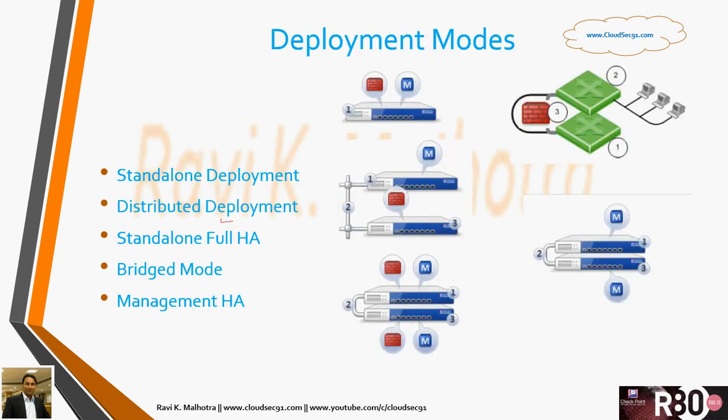So these are the different deployment modes that we have available, which we can use to deploy our Checkpoint firewall as well as management station in different ways. What we need to understand is why would I go with a standalone deployment? Why would I go with a distributed deployment? Why would I go with a standalone full HA? Why would I go with a bridge mode? And why would I go with the management HA?